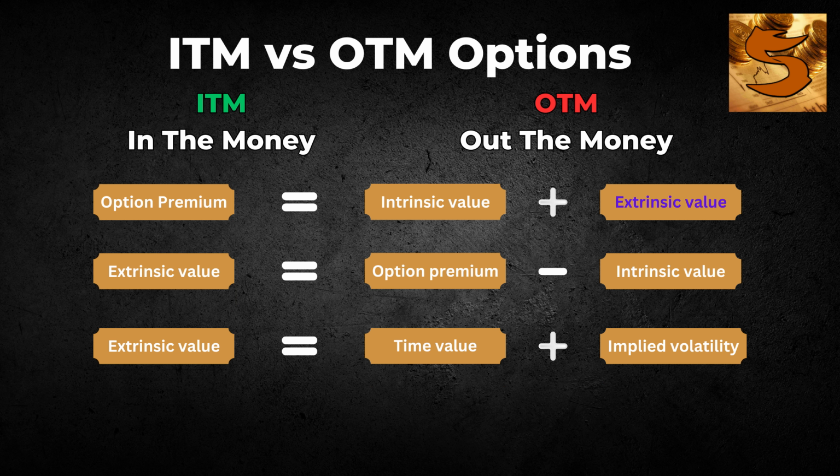To find the extrinsic value for any option premium, you will take the option premium minus the intrinsic value that we just calculated. It's also worth mentioning that the extrinsic value consists of the time value plus the implied volatility. It's important to understand how the implied volatility will affect the extrinsic value, especially if you plan to play any option trade around earnings, because the implied volatility normally will collapse after an earnings call once the results come out.